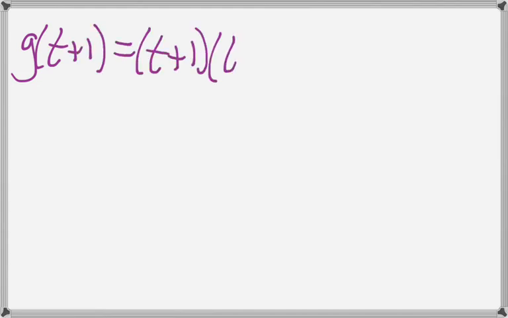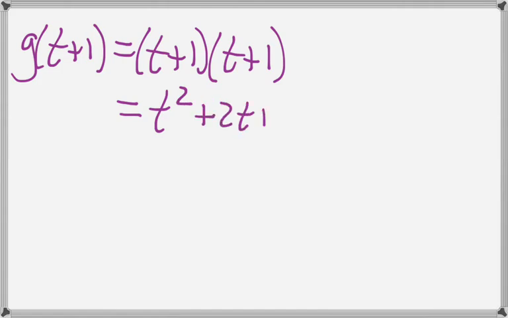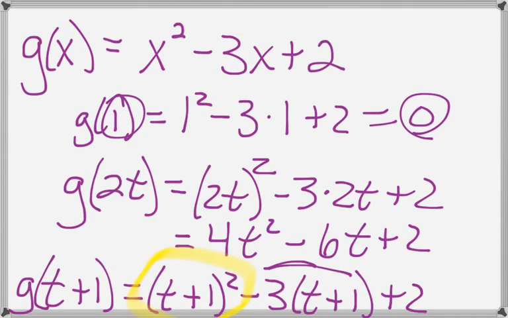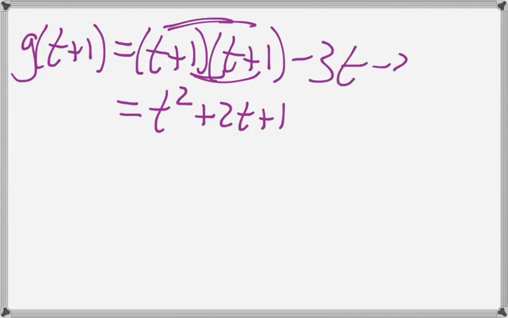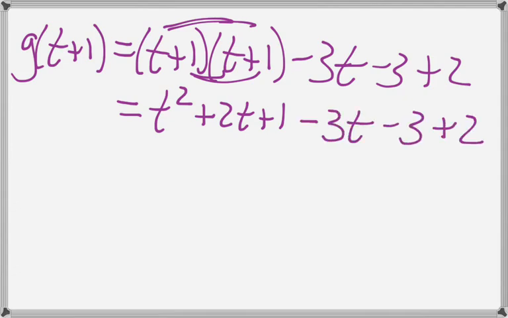So to square t plus 1 means that we're multiplying it by itself. So we'll distribute everything there. And then, like I said, we're going to distribute that negative 3 for the second part. So we have negative 3t minus 3, and then plus 2. And we can combine some like terms there, and the constant term is 0.